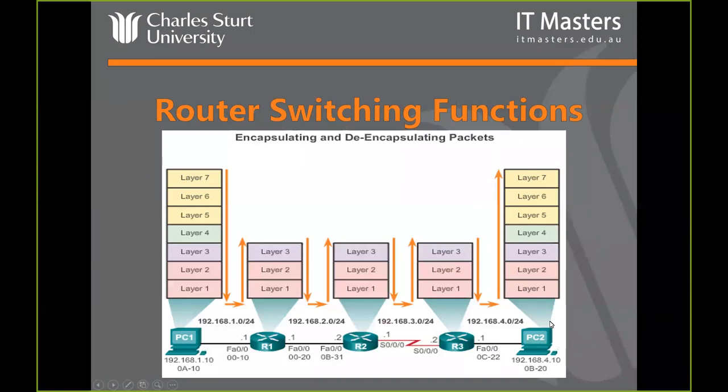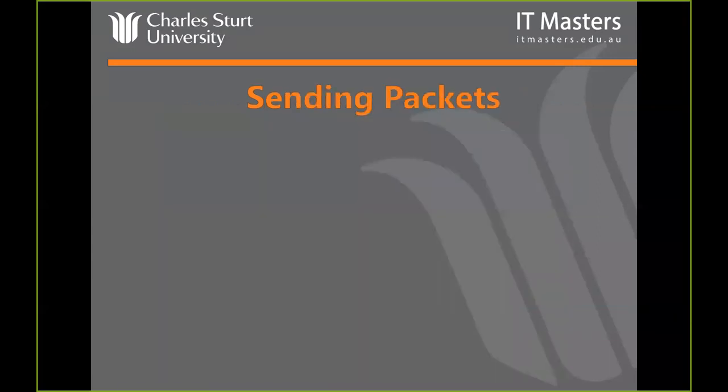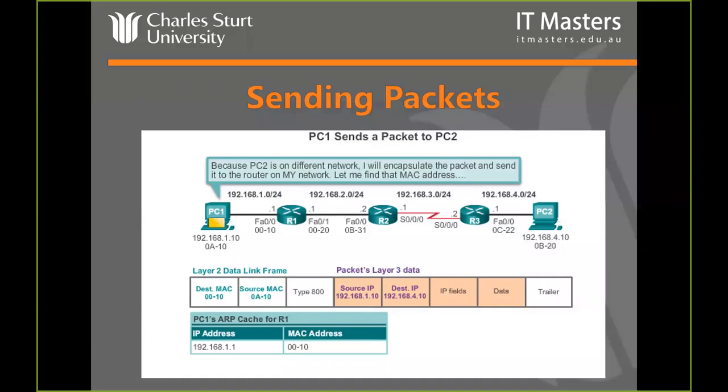And then lastly, when it gets to PC2, it simply flows back up the OSI model and is delivered to the end client. So that's just another little representation of the OSI model and how important it is. So standing back, it's just a quick example.